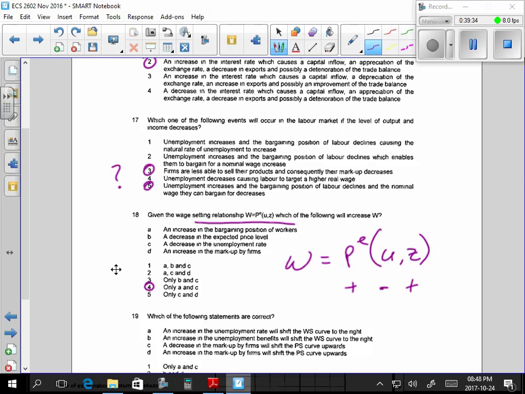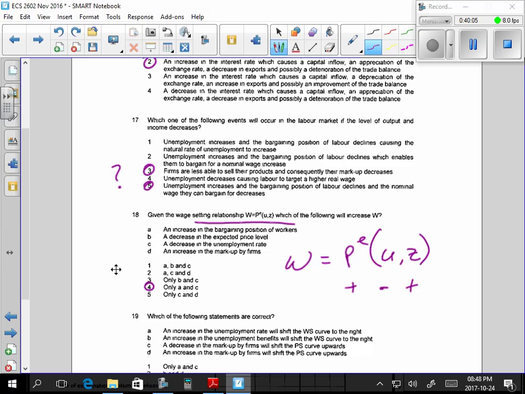Remember, we assume that workers want to hold a real purchasing power in their wallet. So if they expect prices to increase, they want to keep their real purchasing power the same. In order to do so, they need a higher nominal wage to buy the same goods and services because the price has increased. For your unemployment rate, it lowers the bargaining power as it increases. If the unemployment rate increases, it lowers the bargaining power of workers and they cannot bargain for higher nominal wages. It has a negative effect on nominal wage.